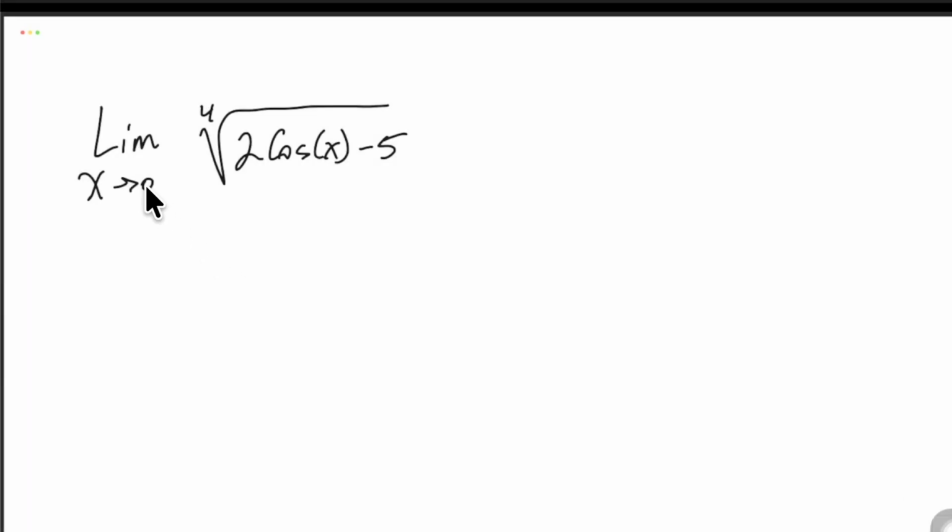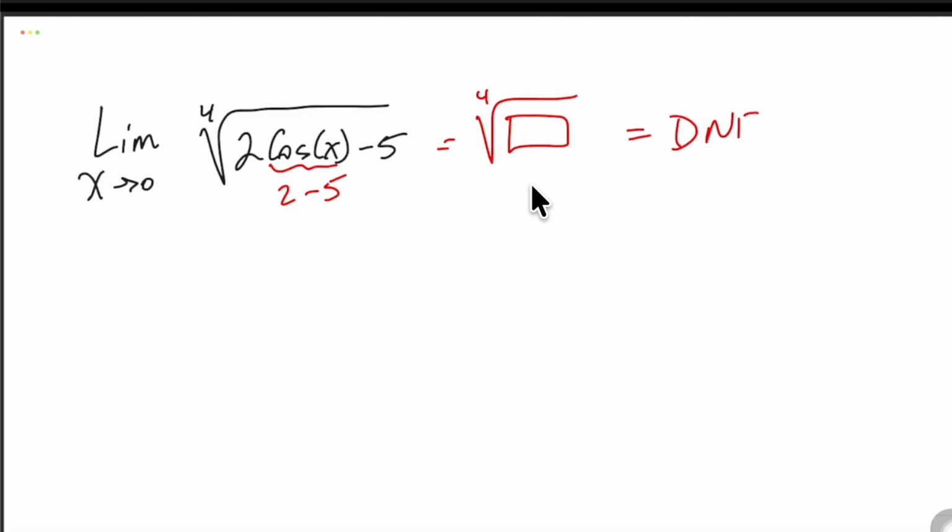So with this limit, if we try to plug in 0, remember, cosine of 0 is nothing to be afraid of. It's only 1. We're going to get 2 times 1, which is 2, minus 5. So we're going to have a negative number within a positive radical, an even radical. So this limit does not exist.